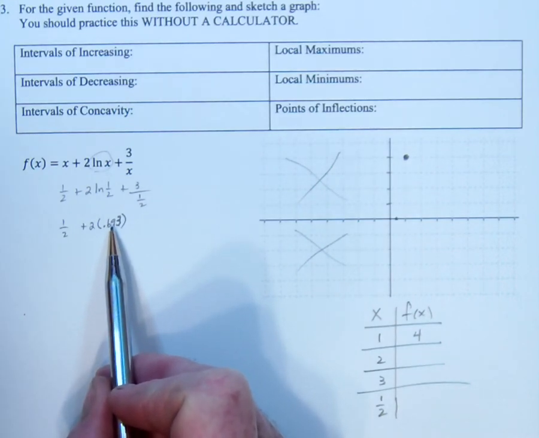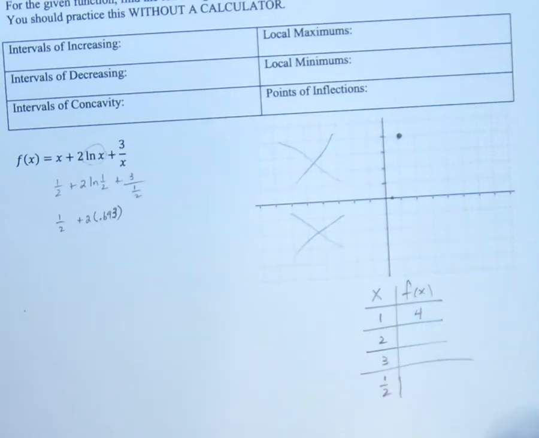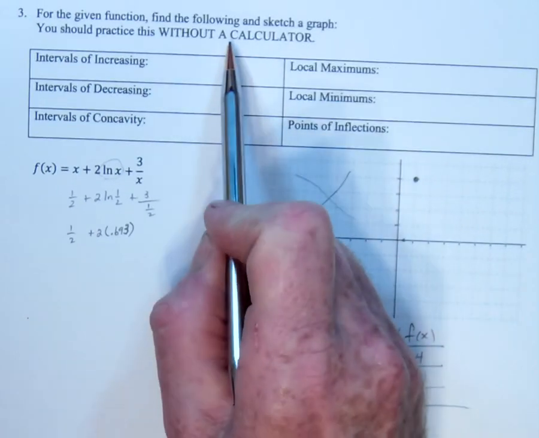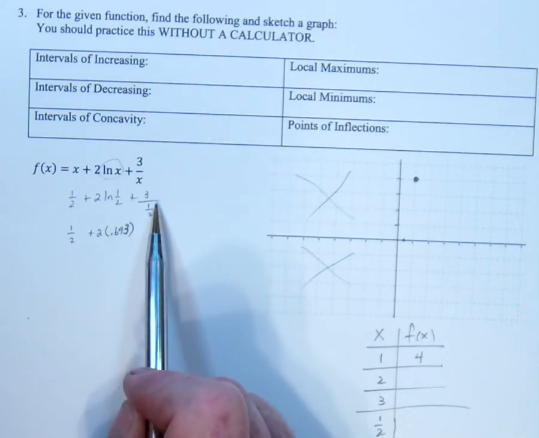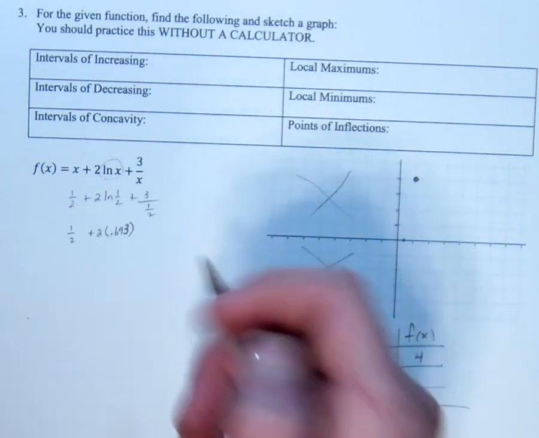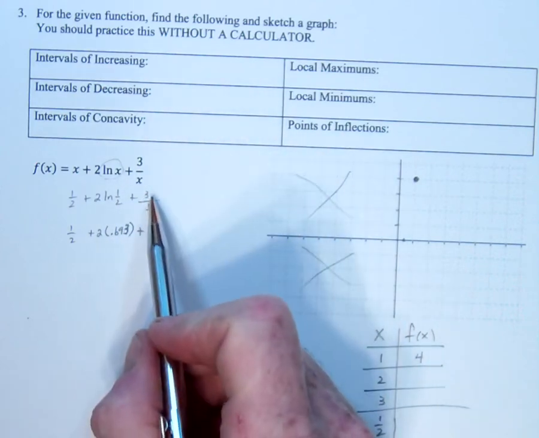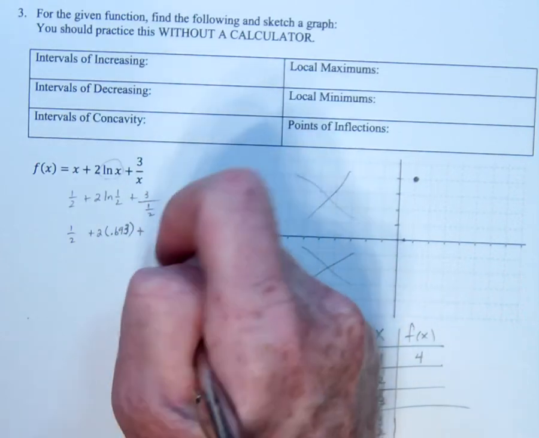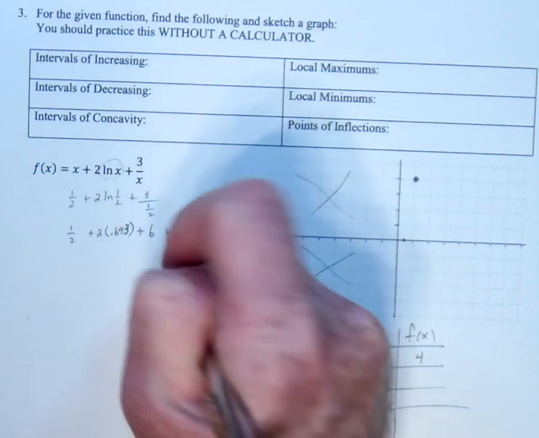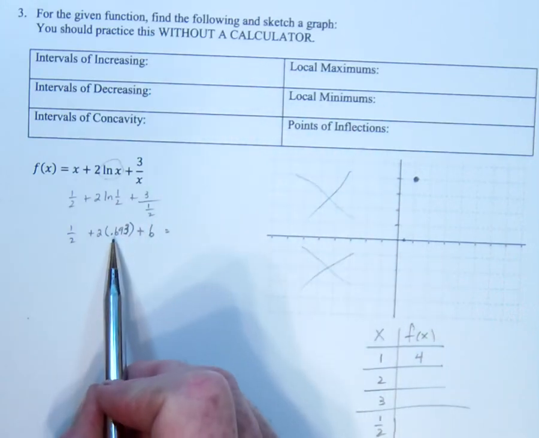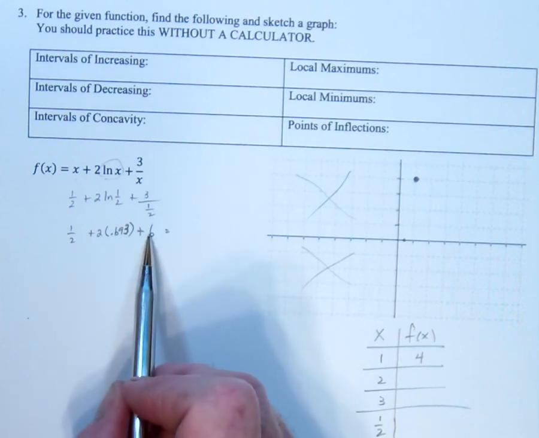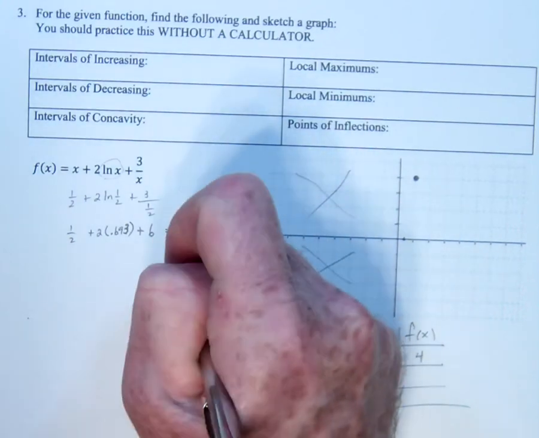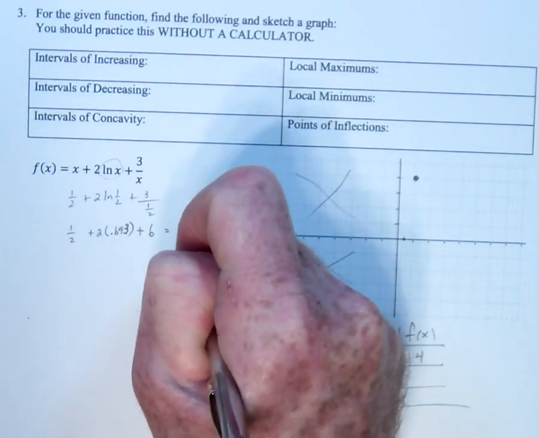I think the teacher meant on this one to say without a graphing calculator, because I would assume you could use a calculator to figure this out anyway. Then 3 divided by a half, you have to invert and multiply, it turns into a 6. So this is almost 1.4, this is 0.5, so that makes 1.9. 6 plus 1.9, it's 7.9 or something like that.